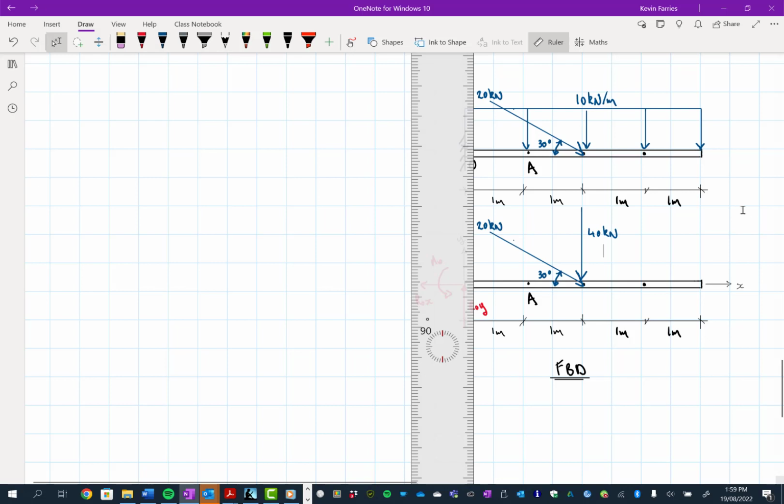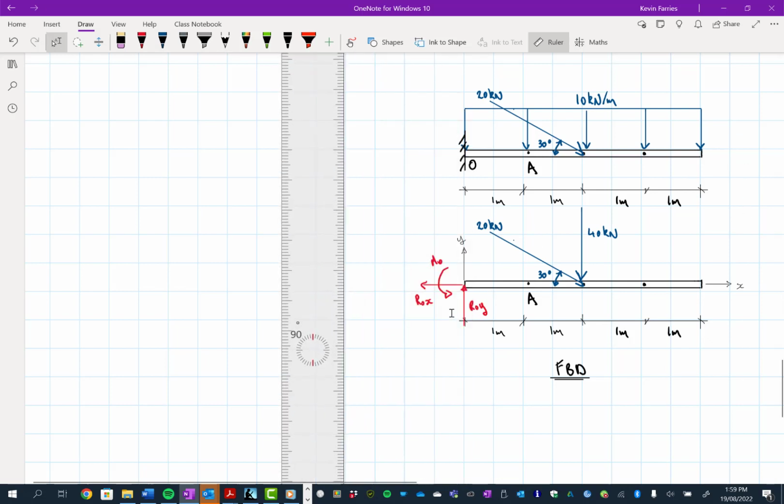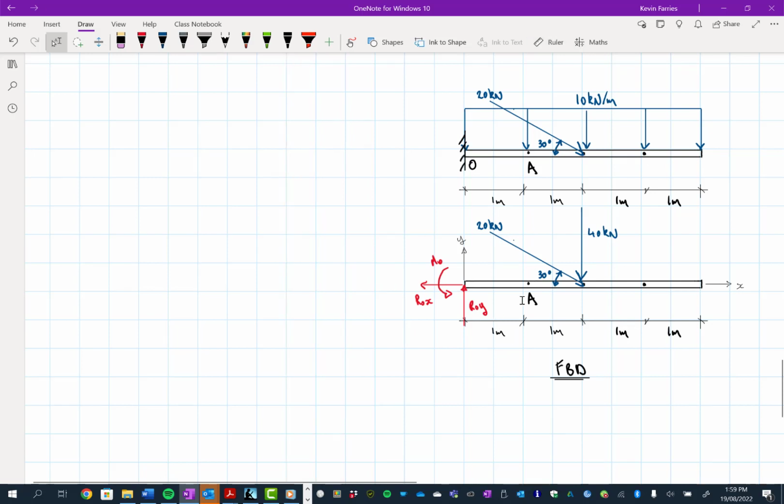Don't have any reactions at the other end because it's a cantilever beam. That looks pretty good. So what have we got? Everything? I think we have. So we've allowed for the line load, we've allowed for the point load. So what I'm going to do now is figure out all of those reactions. And after we've done that, I'll come back and we'll have a talk about trying to find those internal forces.